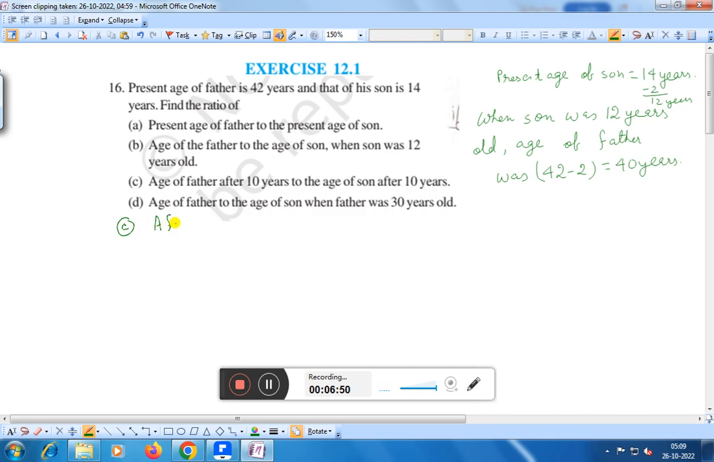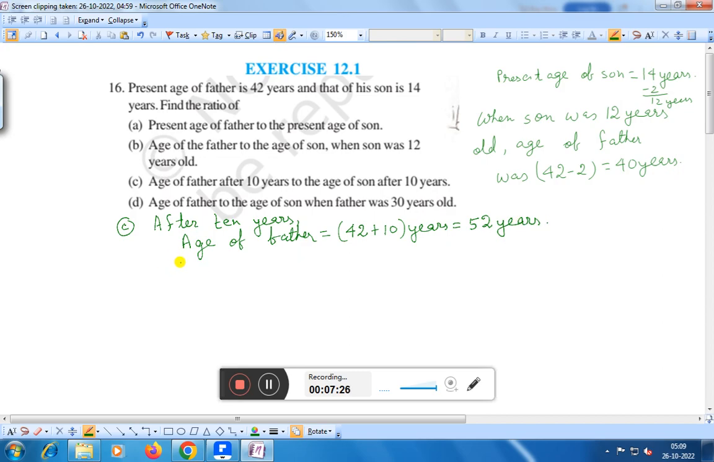After 10 years, the age of father will be 42 plus 10 years, that comes to 52 years.